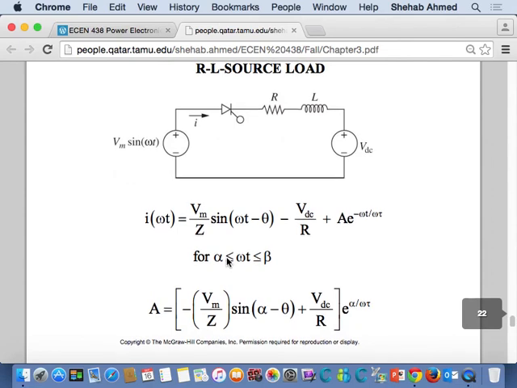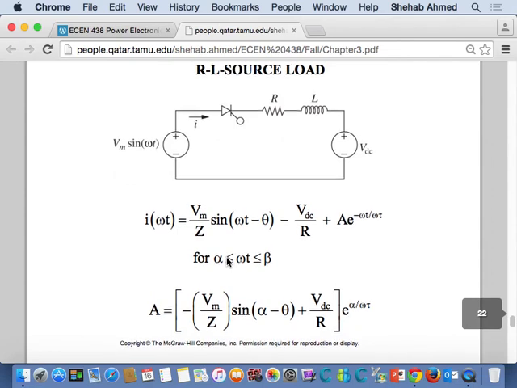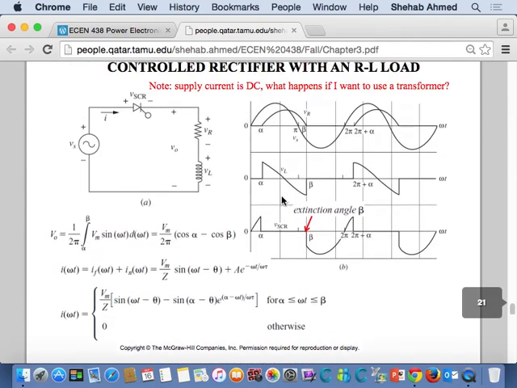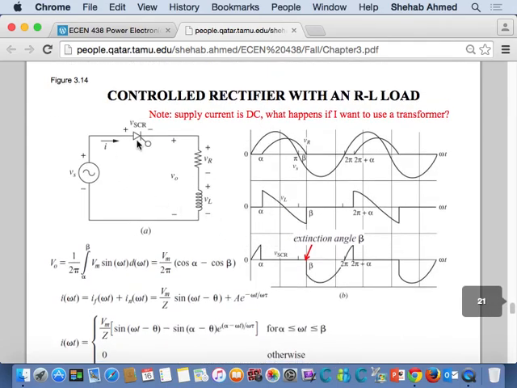With the DC source, does the shape of current change? It does not change. So this is exactly the same as this case, except that the firing angle will have to be after the AC source is greater than the DC source. If the AC source is greater than the DC source, the circuit can conduct, and then I provide a firing angle.